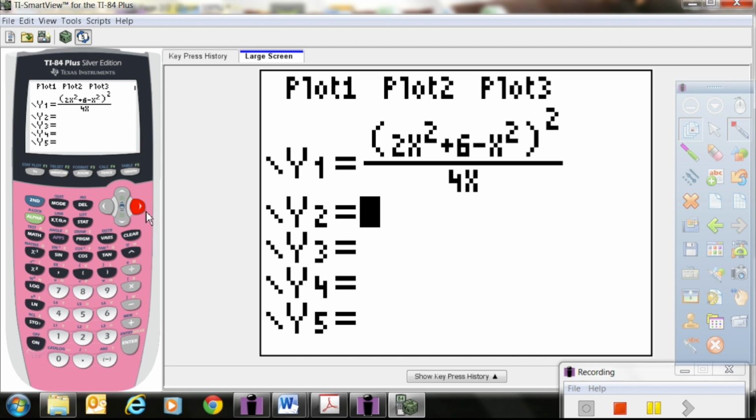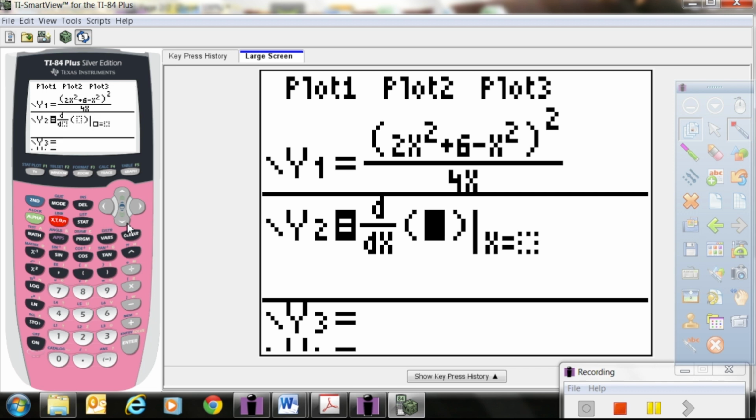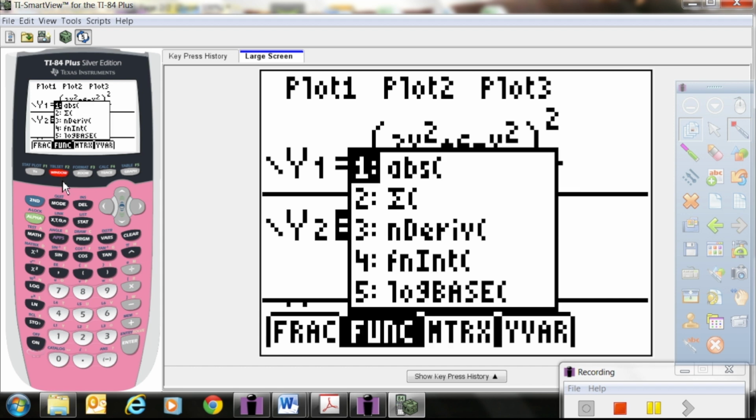So now I'm going to come down here, and I'm going to ask it to draw the derivative graph, right? So I'm going to go math 8, and now it's that cool thing where I love this. So I want the derivative graph of y1. Let's see if I can remember where that button is.